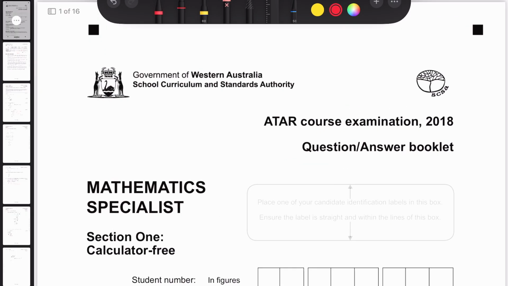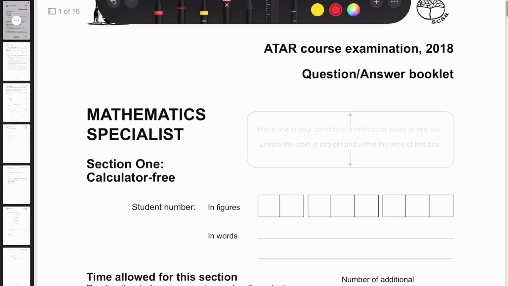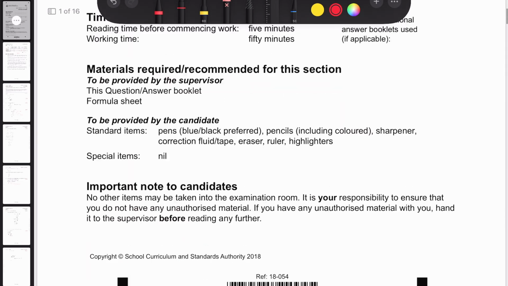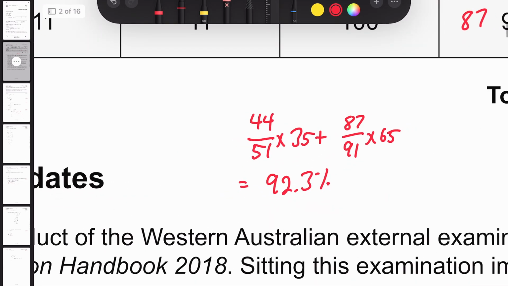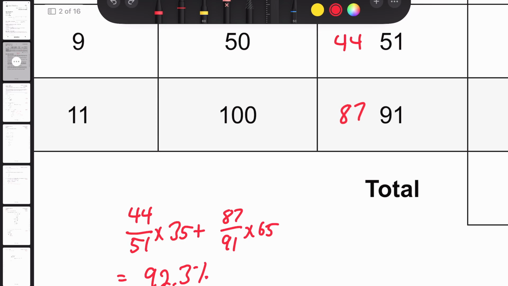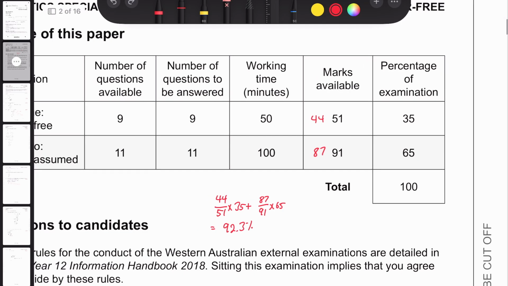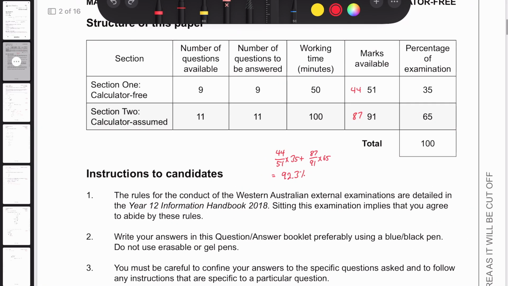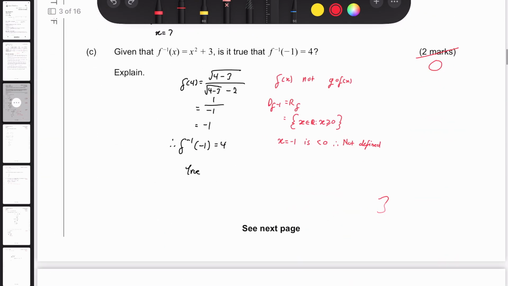Okay, welcome back everyone. I just marked and we got a decent starting score, 92.3%. Pretty good. Surprisingly, we lost more marks in calculator 3 than in calculator assumed, which usually doesn't happen. But let's go through them.